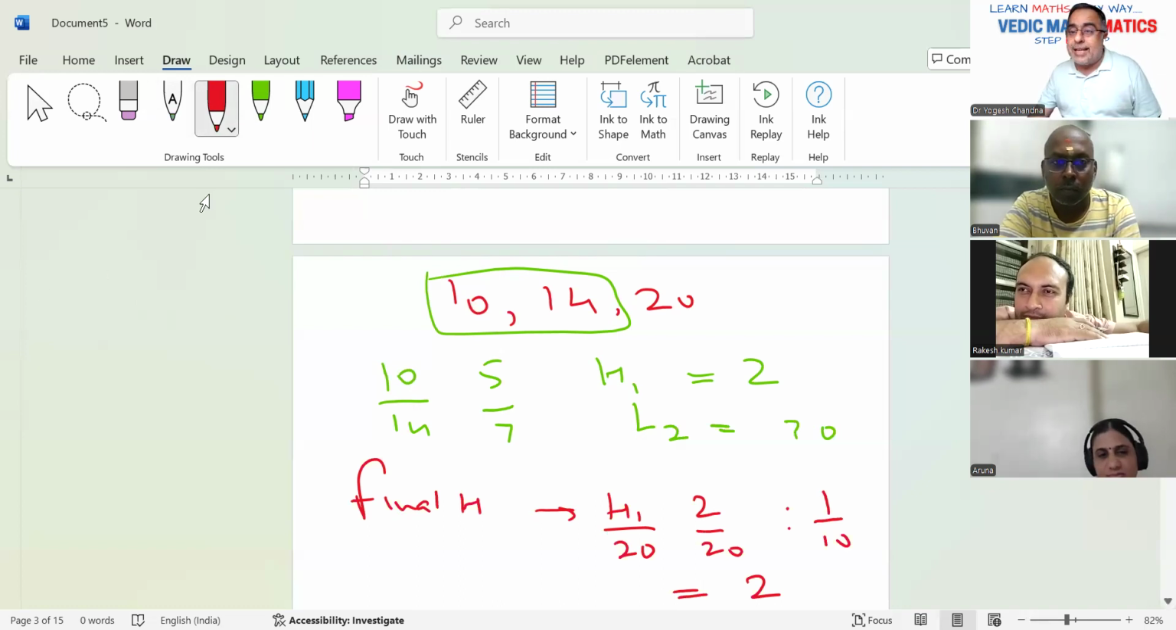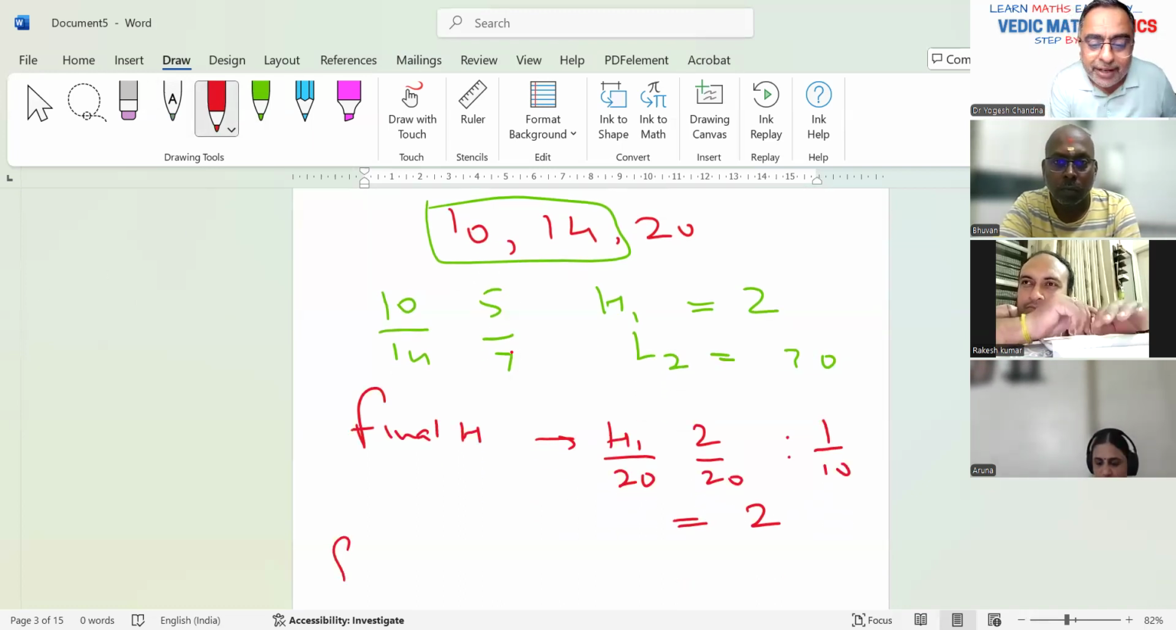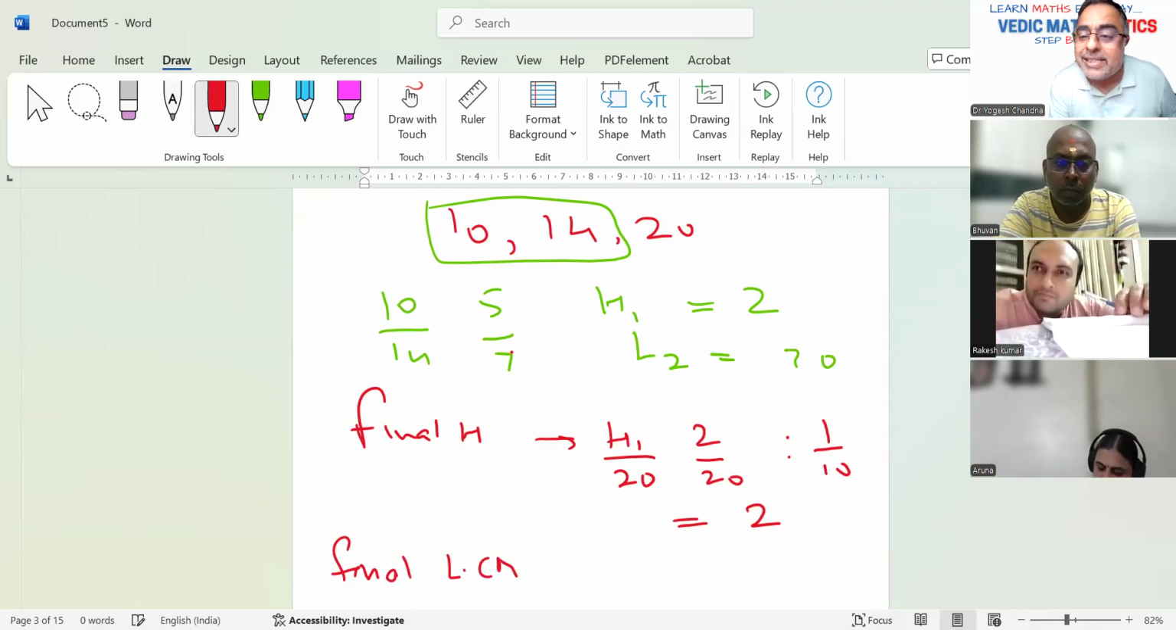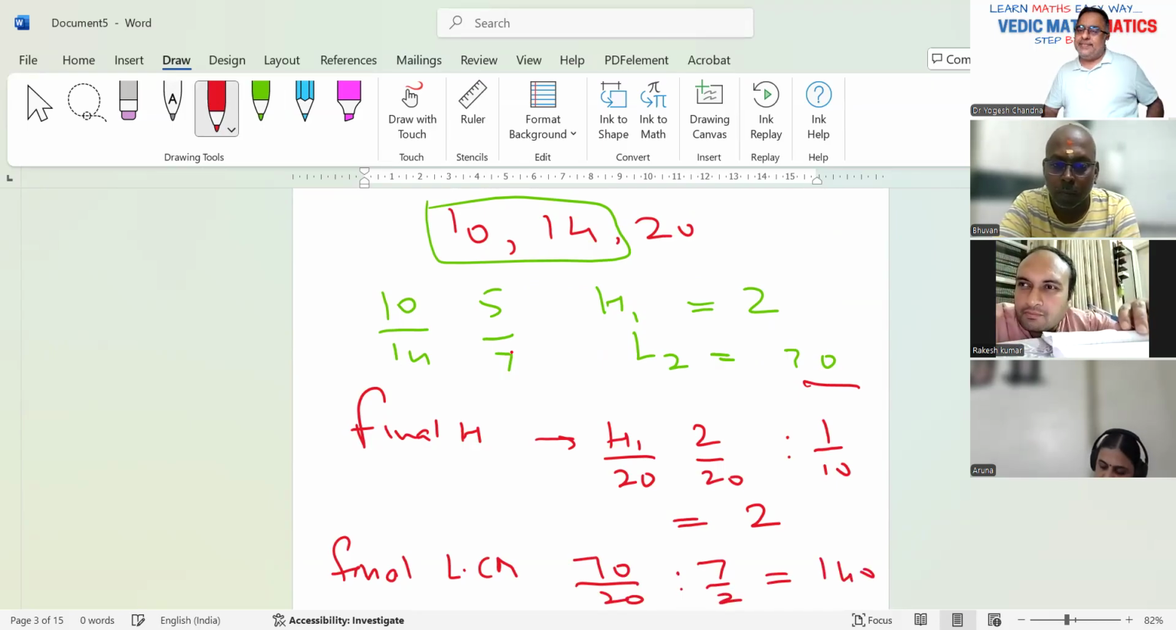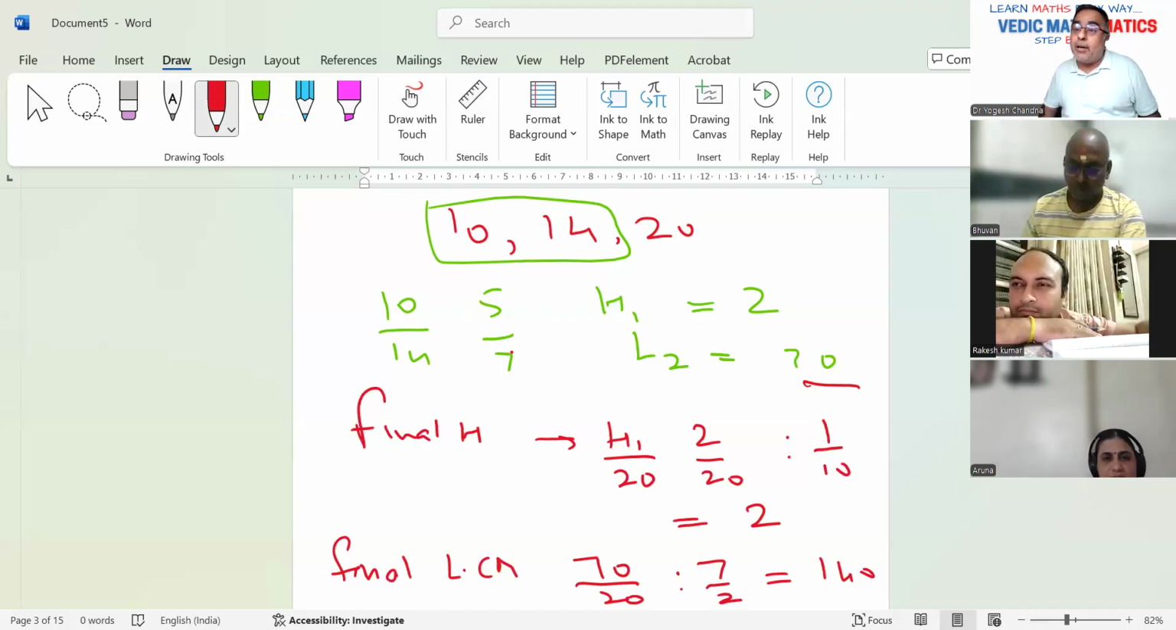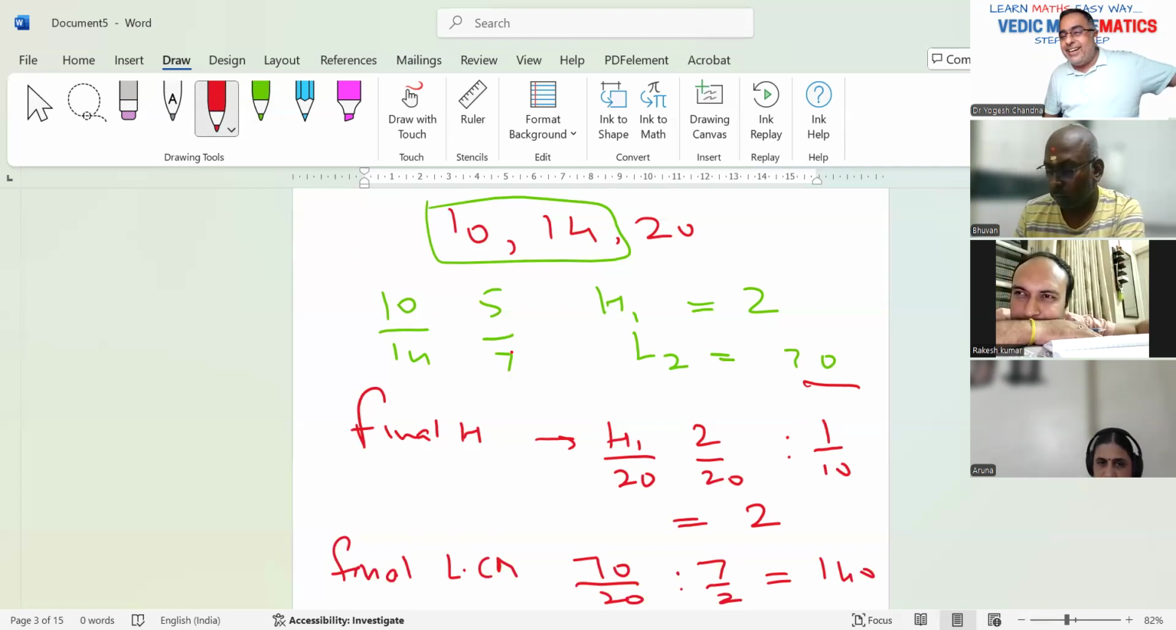Coming to LCM, because LCM was where you all got confused. Final LCM, I'll take LCM of only 70 and 20. So that means 7 by 2. Multiply, it is 140. Now these are small numbers, we could pick the mistake. When there are 5 numbers, 4 numbers, students get confused. Because sometimes first two you are able to divide, then last two you are able to divide, and then in between you are able to divide. There could be any number.